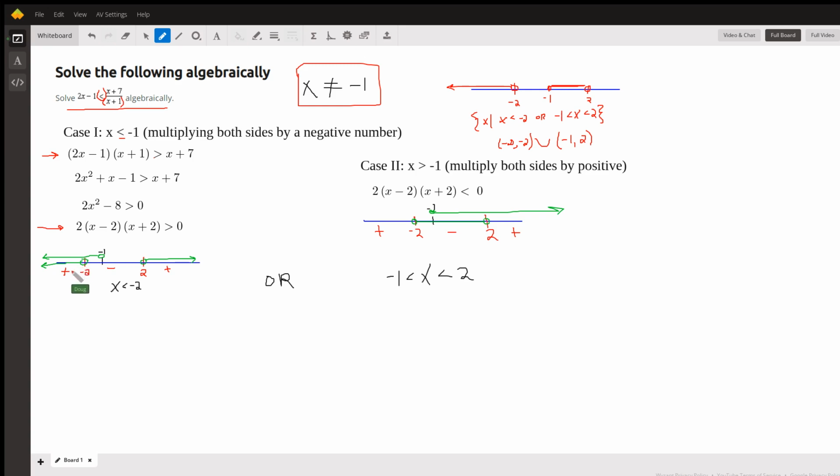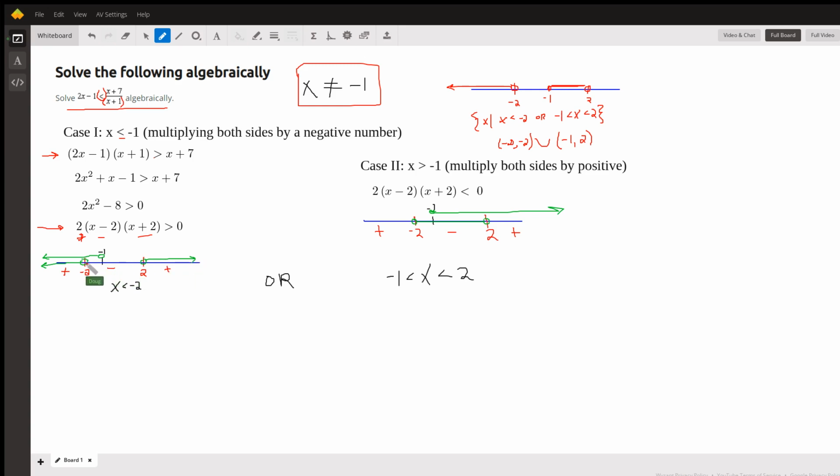To the left of -2, if we put a test number in here for x, like -3, this 2 will always be positive, of course. This will be a negative. This will be a negative. So the product for all x's that are less than -2 is going to be positive. And between -2 and 2, if we put like a 0 in here, we'll get a negative number. And to the right of 2, we'll get a positive.